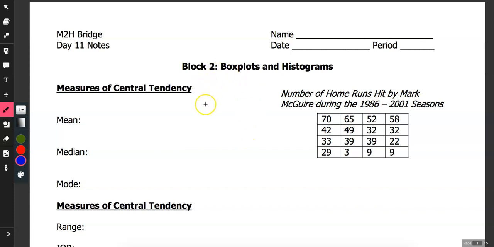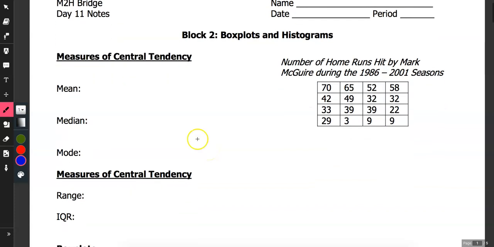So we'll get started with a quick review of measures of central tendency. This is just a fancy way of saying where's the center of a set of data, where's the middle, and there's a few different ways we talk about the center of a set of data. So we have this example here, number of home runs hit by Mark McGwire during the 1986 to 2001 season. So this is how many home runs he hit, quantitative data.